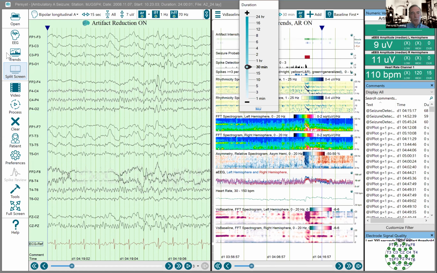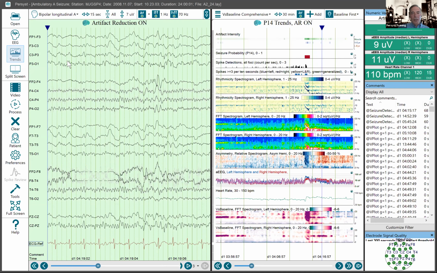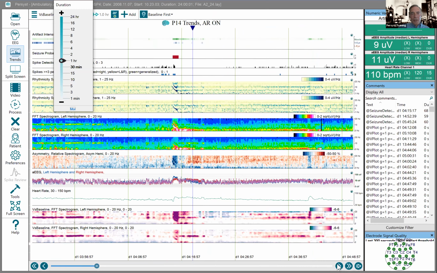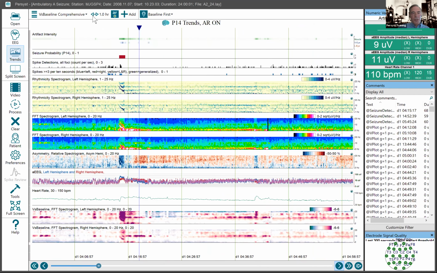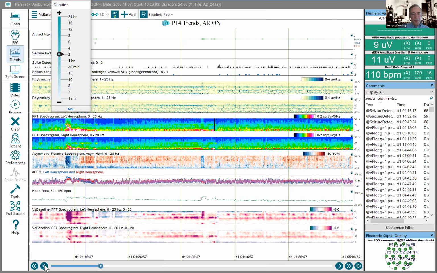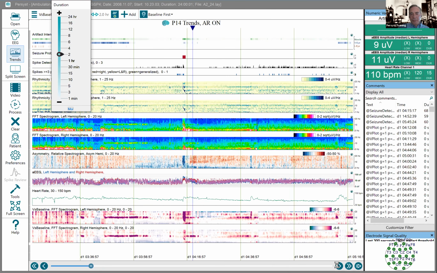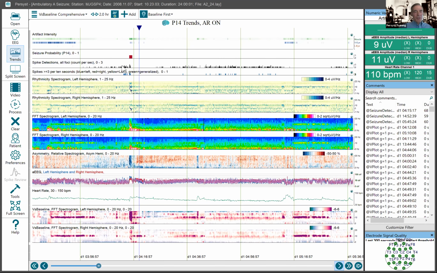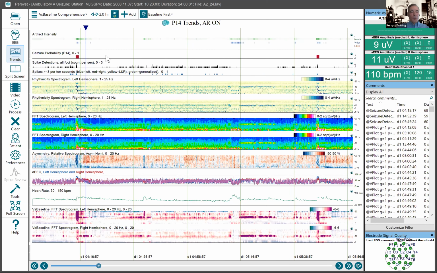I'm going to go ahead and go to the full screen trends, and I'm going to switch this time scale out to an hour. Let's go to 2 hours. All right. So I'm going to let things settle down on the screen here. I've got two seizure detections actually over this 2 hours. I could put a second one over here and just click there and go to the underlying EEG and say, yep, there's a seizure detection.